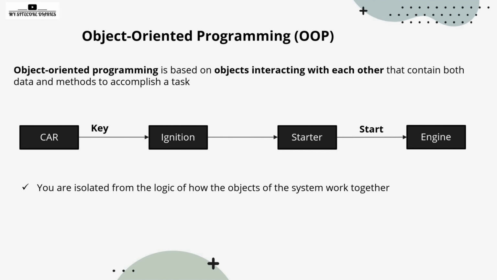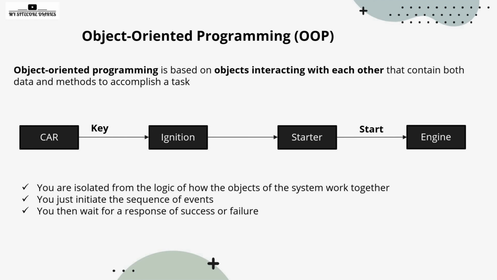You just know the starting point, what data or information you have provided to that object, and what will be the output. You are not aware of what is happening in between within the system. You just initiate the sequence of events. You start that sequence of events, then wait for the response of success or failure. Once you start, you just wait for the response from the object, whether it is successful or a failure. So this is basically object oriented programming.